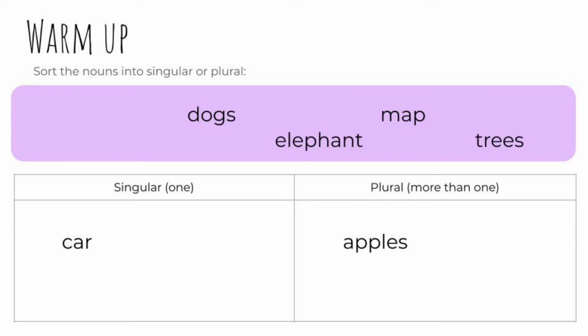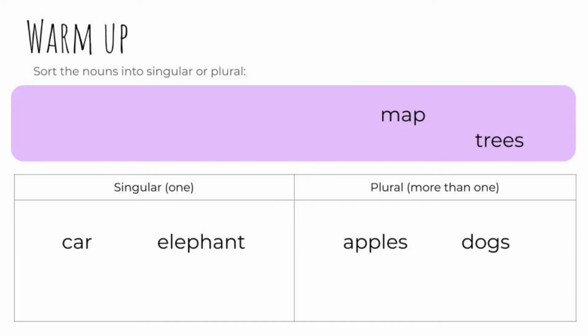Dogs. Listen to the S. Yes, plural. Elephant. Singular. Map. A map, yep, singular. Trees. Look at the S. Yeah, plural.